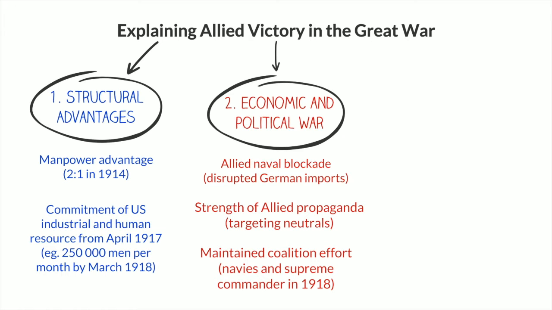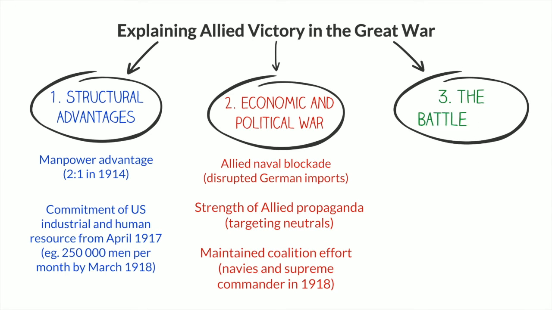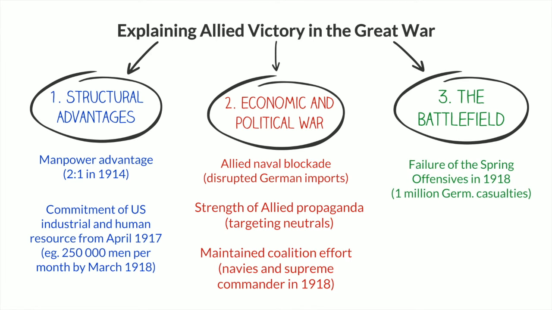The third major theme that I think is important to emphasise in explaining Allied victory is the events on the battlefields themselves, and perhaps particularly on the Western Front. So in March 1918, we know that the Germans launched the spring offensives, and these were initially very, very successful, but actually quickly ran their course. And in the process, the Germans actually took on about 1 million casualties, which is hugely costly to them in 1918. And if we consider those structural advantages we talked about briefly before, these casualties are very hard to replace.